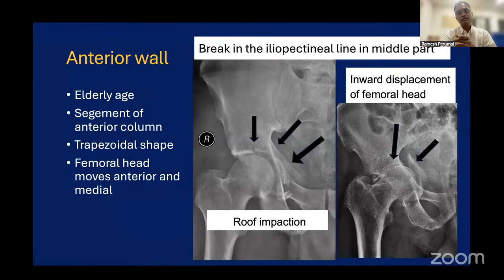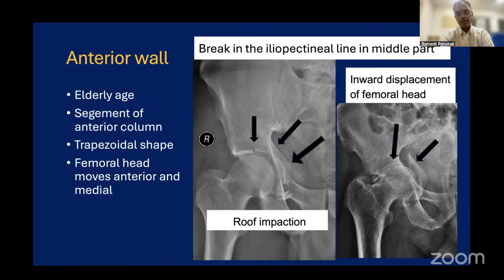The anterior column extends from the superior pubic rami up to the iliac crest. The anterior wall is only between the anterior inferior iliac spine and the root of the superior pubic rami, so it is the middle part of the anterior column. It is trapezoidal in shape, and it is mainly caused by impaction of the femoral head over the anterior and medial part.